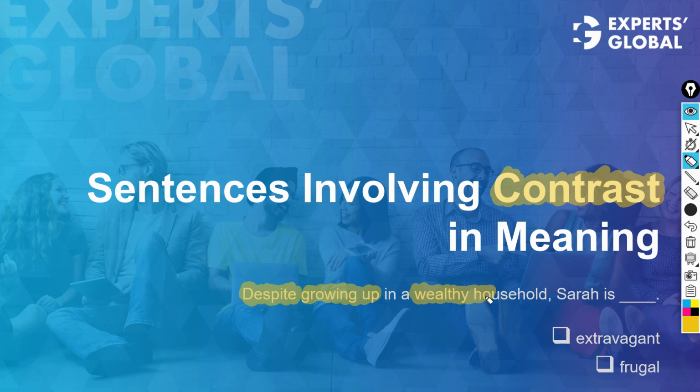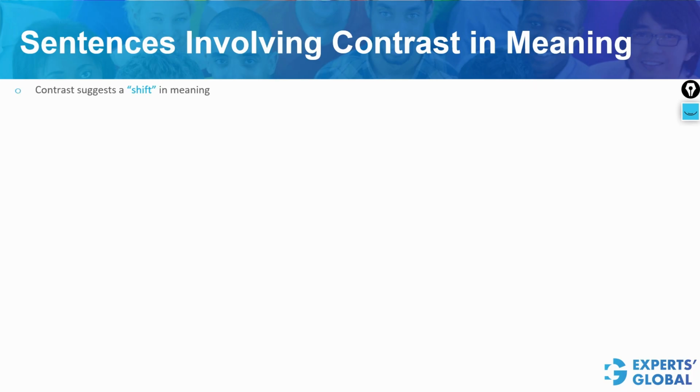She grew up in a wealthy household. She is expected to be extravagant. The meaning is that she is not extravagant, she is frugal, which means economical. Contrast suggests a shift in meaning, a crucial concept because more than half the sentences on GRE's sentence equivalence and text completion questions feature contrast.